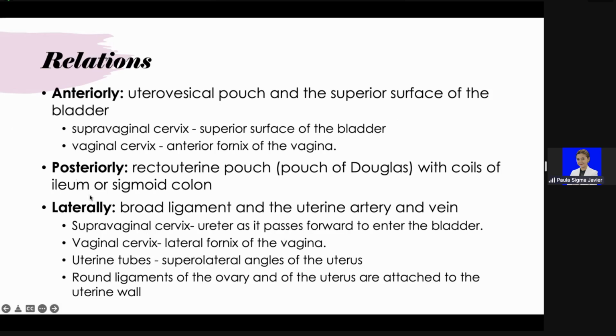Of the vagina. Also, the uterus is related to the uterine tubes kasi diba it pierces your uterus laterally. So these are found in the superolateral angles of the uterus. And we can also find the round ligaments of the ovary and of the uterus, which are attached to the uterine wall.